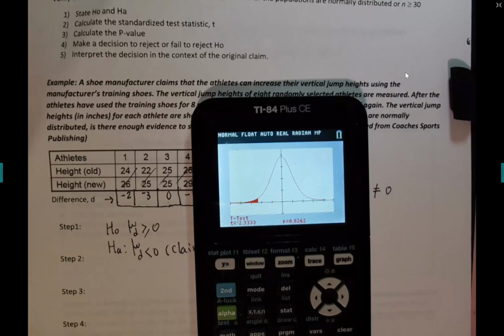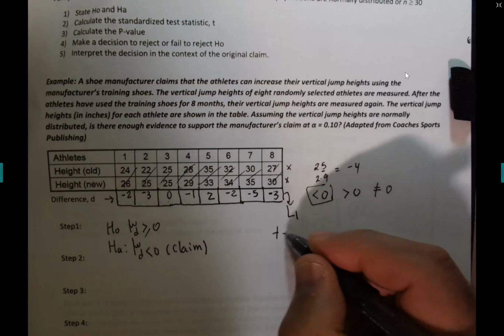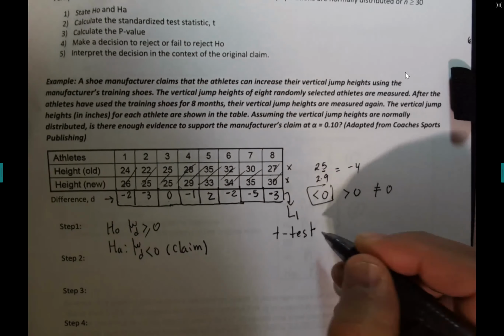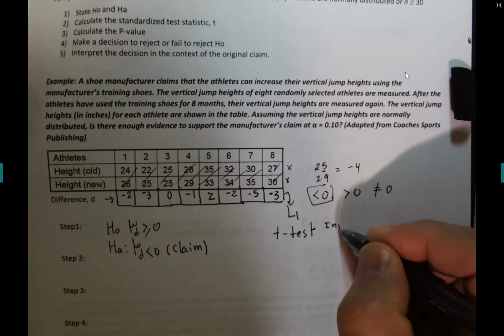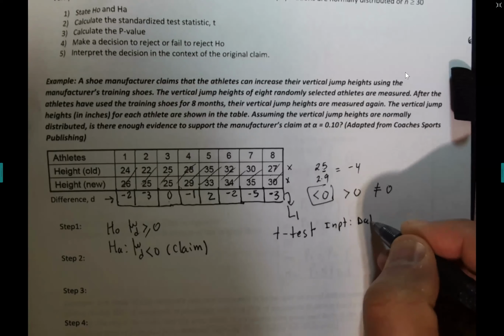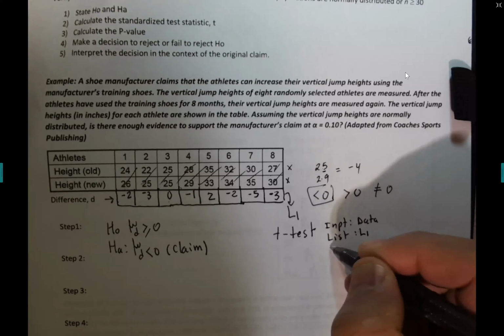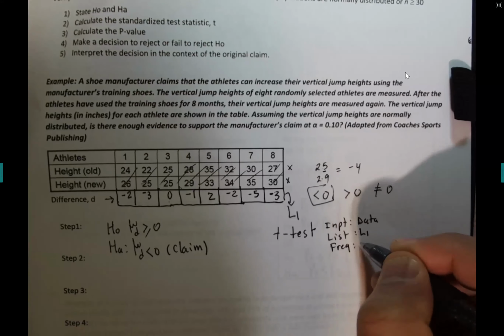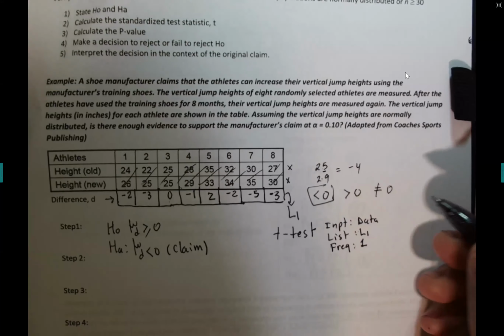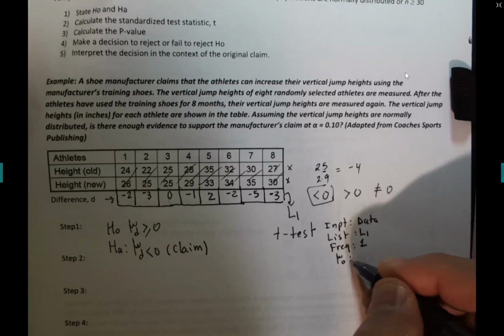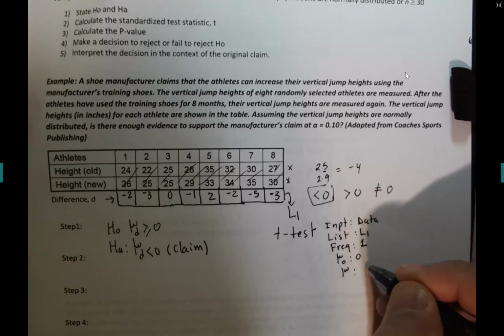So the test statistic is -2.333, and the p-value is small, guys. It's 0.0262. So, t-test. I'm just going to write down what we did here. Data, list L1, frequency 1. We did mu0 is 0, and for mu we did less than.